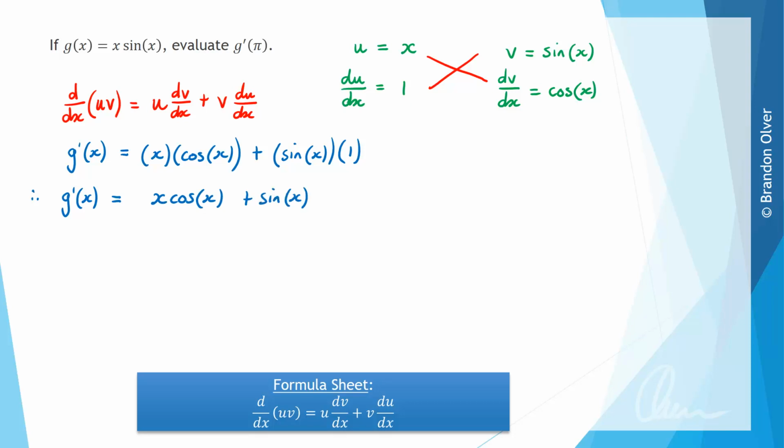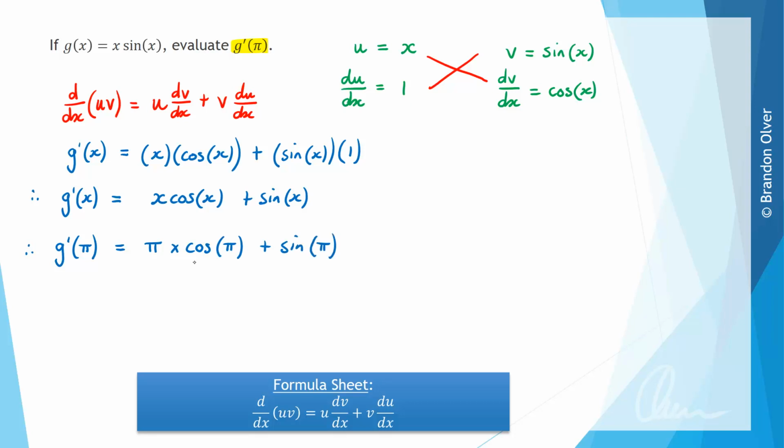However, that's not what the question asked for. It asks for the derivative evaluated when x is equal to pi. So therefore, g dashed of pi is equal to, and wherever there's an x, we replace it with pi. So this is going to be pi times cos of pi plus sine of pi.